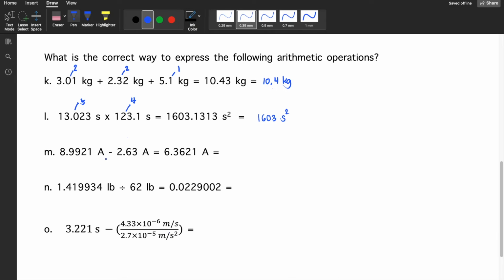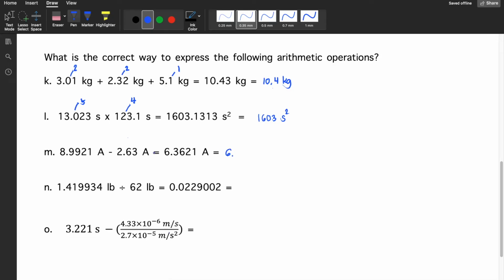Okay, for letter M, we'll have 8.9921 amperes subtracted by 2.63 amperes. So this will be the result, 6.3621 amperes. Again, in subtracting, the number of decimal places in the result should be the same as the least number of decimal places among the numbers being subtracted. So we'll have 6 point.